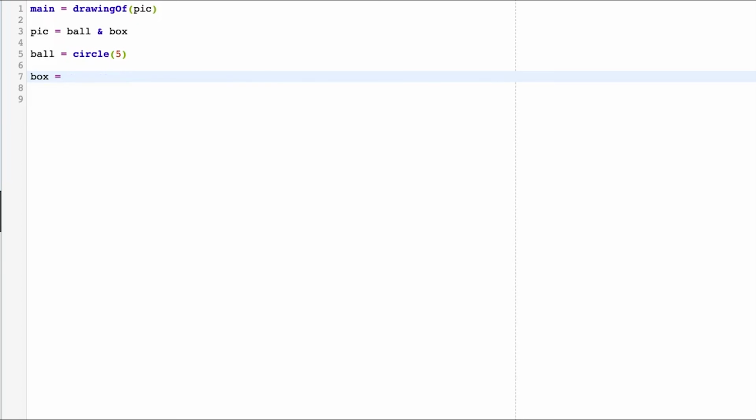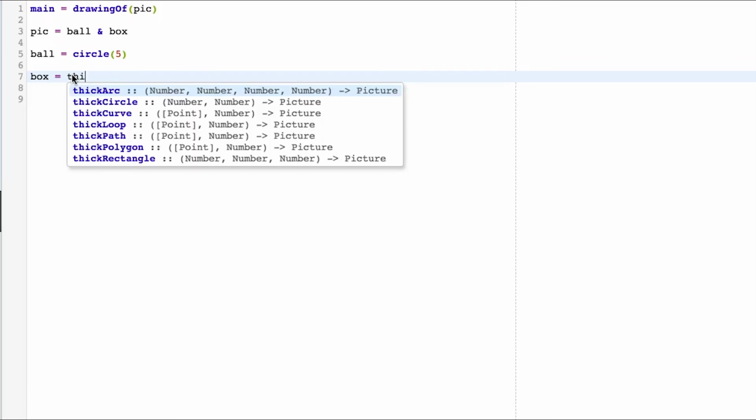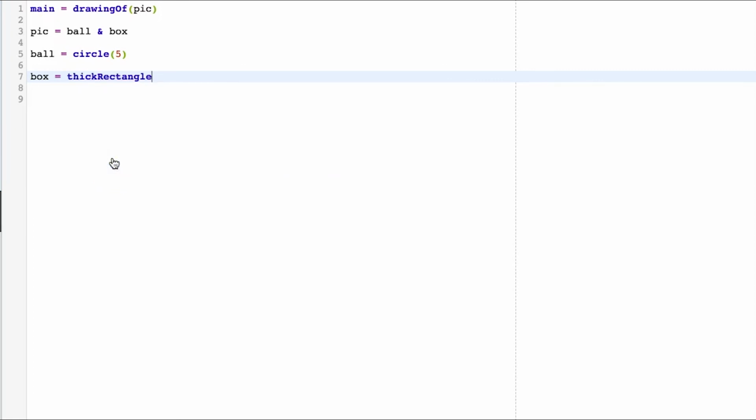Let's try one more. Say I want to type a thick rectangle, but I can't remember how many arguments it takes, so I type THI, then I'm not sure how to spell it. Again, I push Shift spacebar at the same time, and all my options of functions pop up. And I see that it is thick rectangle, the very last one, and it takes 3 arguments, a number, the width, another number, the height, another number, the thickness of the edges, and it's going to give me a picture. And then I can click on it, it spells it for me, and I can type in my arguments, and easy as that.